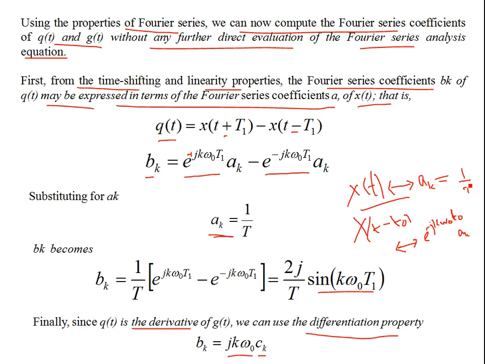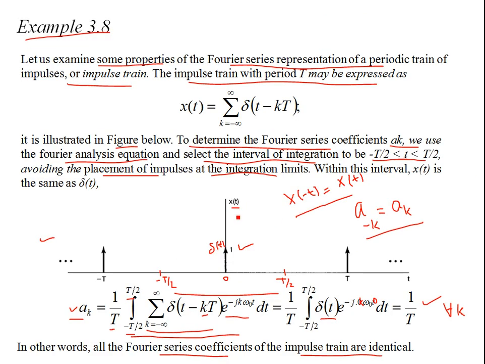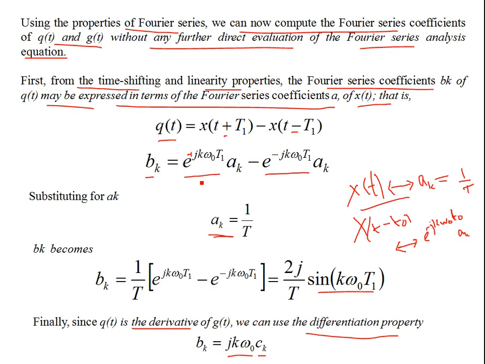So if you use the differentiation property, you can find the Fourier coefficients of the square waveform. What we have done is evaluate first the Fourier series coefficients for x(t), which were 1 over T for all k, and then for q(t), which was expressed in terms of x(t) as shifted impulses, we evaluated the Fourier series coefficients from linearity and time shifts. These are b_k, the Fourier coefficients of q(t), and there is a differentiation relationship between q(t) and g(t). So q(t) is the derivative of g(t), and we can use the differentiation property.